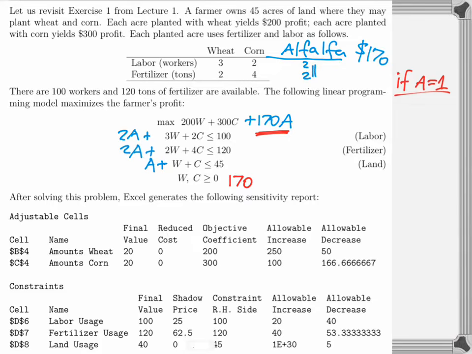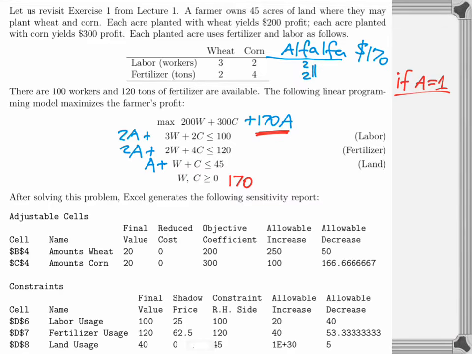However, if I give 1 acre to the alfalfa activity, wheat and corn will suffer in the sense that they will have less of the other resources to deal with. Because right now, wheat and corn can make $10,000 because I am giving them 100 workers just for them and 120 tons of fertilizer just for them and 45 acres just for them.